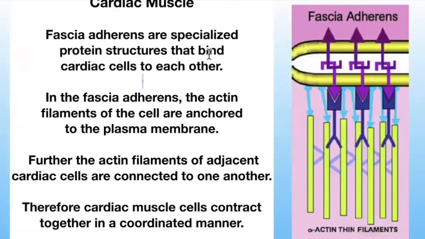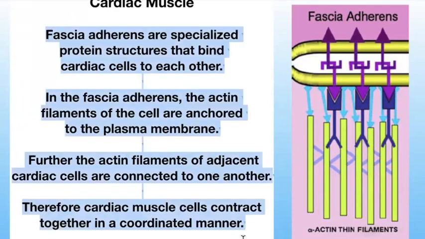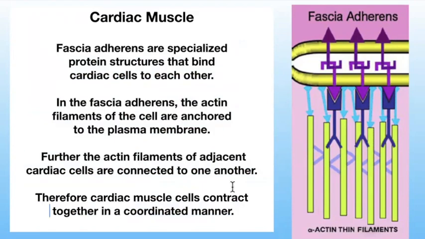Fascia adherens are specialized protein structures that bind cardiac cells to each other. In the fascia adherens, the actin filaments in the cell are anchored to the plasma membrane, and then the actin filaments of adjacent cardiac cells are connected to one another by structures that lie beyond the cell membrane of both of them. This connection allows cardiac muscle cells to contract together in a coordinated manner, so that all of the little sarcomeres and myofibrils are working together.